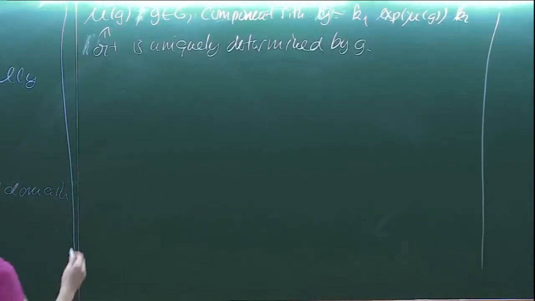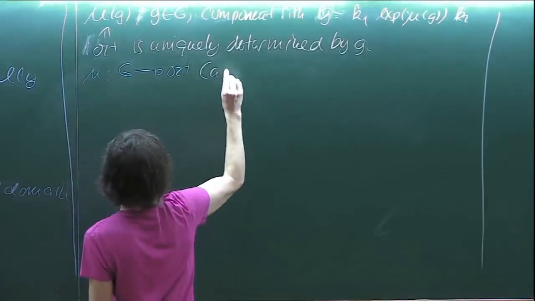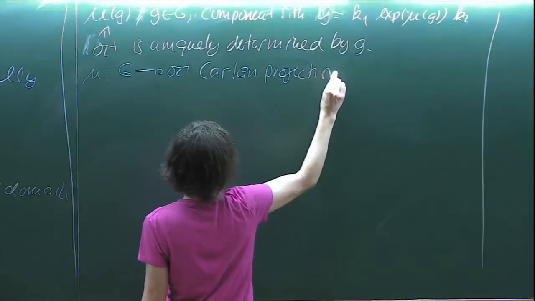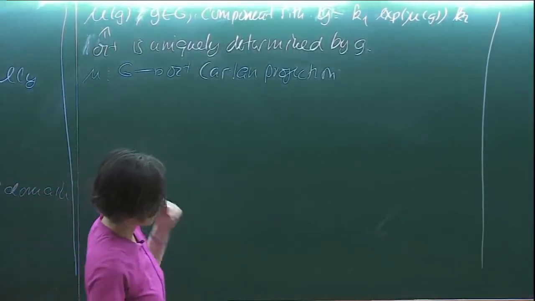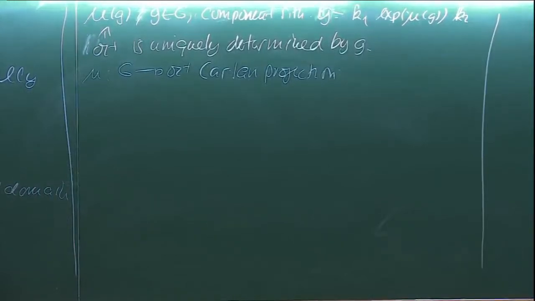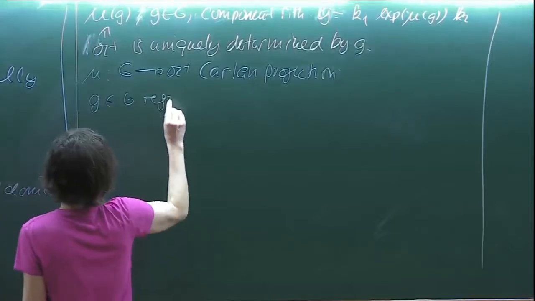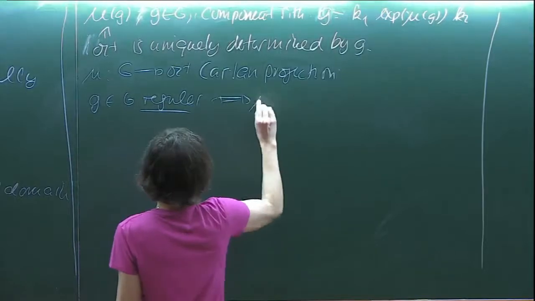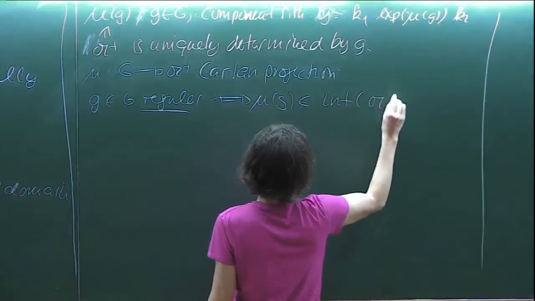So this map mu, which goes from G to A plus, is called the Cartan projection. And why this is a good thing to have is because it describes different qualities of elements in G. So a point G in the group is regular, by definition, if and only if mu of G is contained in the interior of A plus.